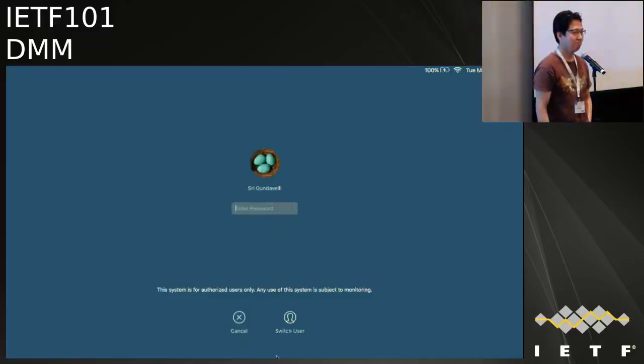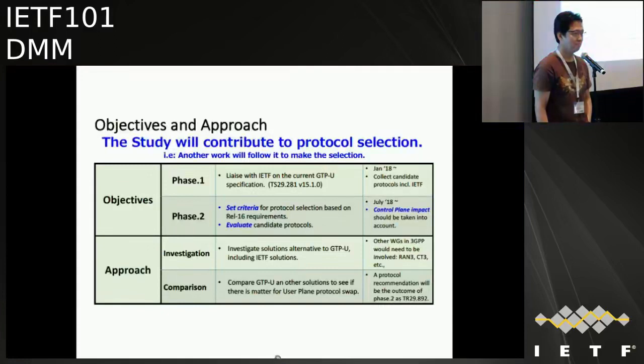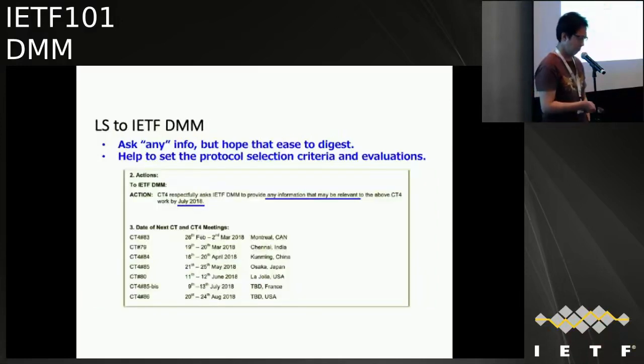Yeah, Joe Scalagianis, Huawei. Just a question on the liaison coming from 3GPP. It mentions setting criteria of protocol selection based on Release 16, but how is the IETF involved in this process? I assume that this is something the study item in 3GPP will do, but how will the IETF actually contribute to the criteria that will be used to select a solution?